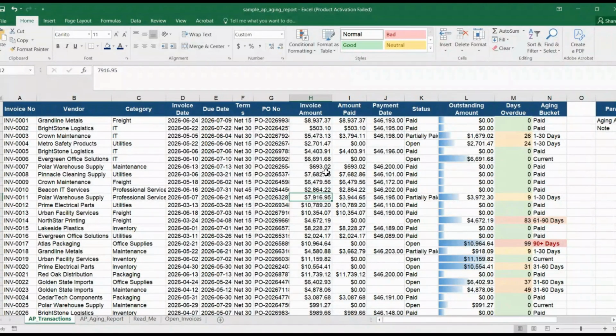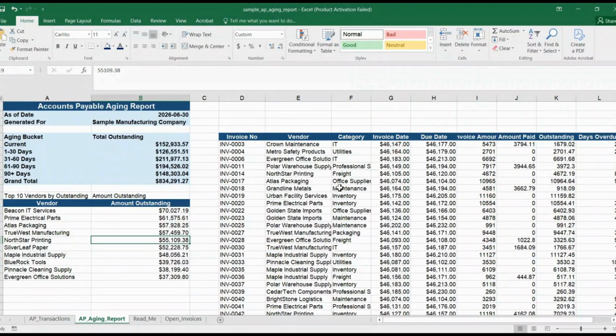So this is the aging report that we are going to work on today. This aging report file has three sections. One of those is the AP transactions. This includes the vendor name, invoice number, invoice date, invoice amount, paid amount, outstanding balance, outstanding amount, days overdue, and aging bucket.